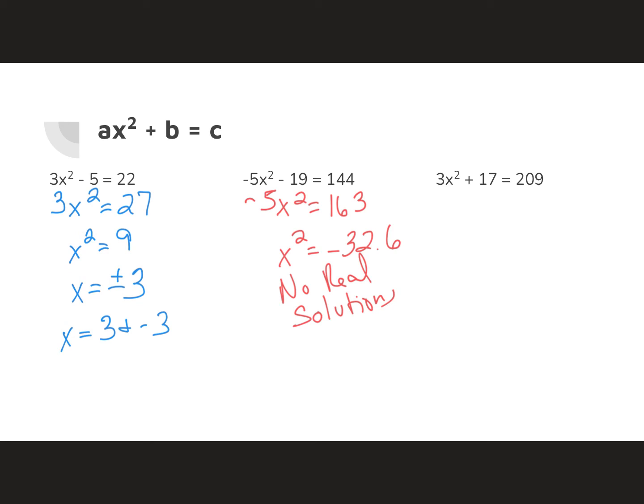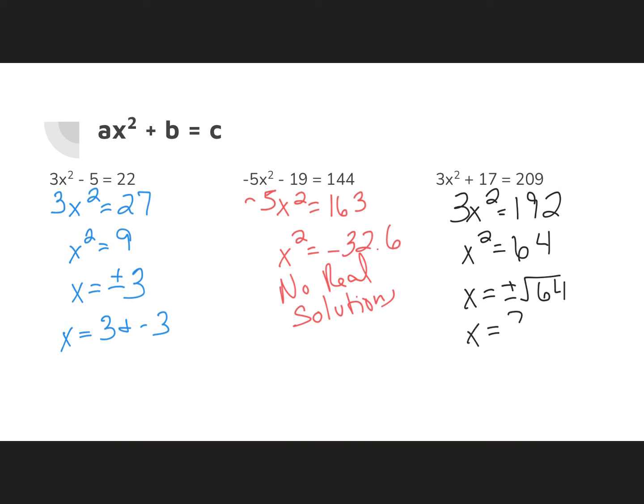And then this final one over here. So first thing we do is subtract 17 from both sides. So I get 3x squared equals 192. Divide both sides by 3. I get x squared equals 64. When I take the square root, I get x equals the positive and negative square root of 64, which of course is 8. So x equals 8 and negative 8.